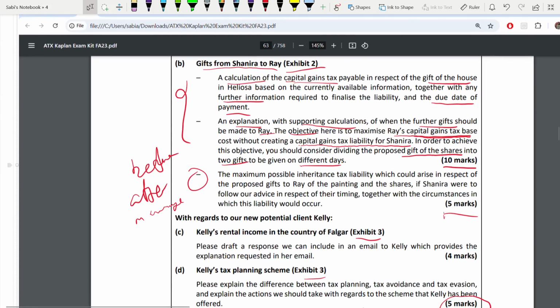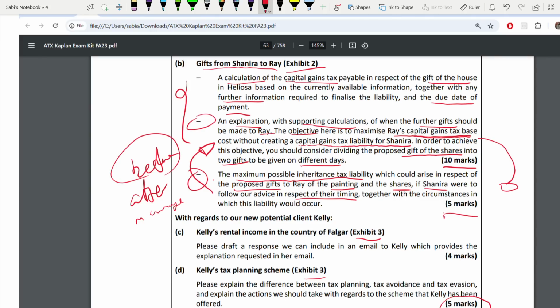10 marks. Next, maximum possible inheritance tax, okay, in respect of the two gifts. In respect of the proposed gifts, one gift was a painting, one is shares. Okay, if she was to follow the advice in respect of timing, this is from this part. Okay, that means you have to do this part first before you come to the last part. So if you are following that timing, let's say you have decided you will go before marriage, the same thing will come forward here. So based on that, what is your maximum possible inheritance tax liability?